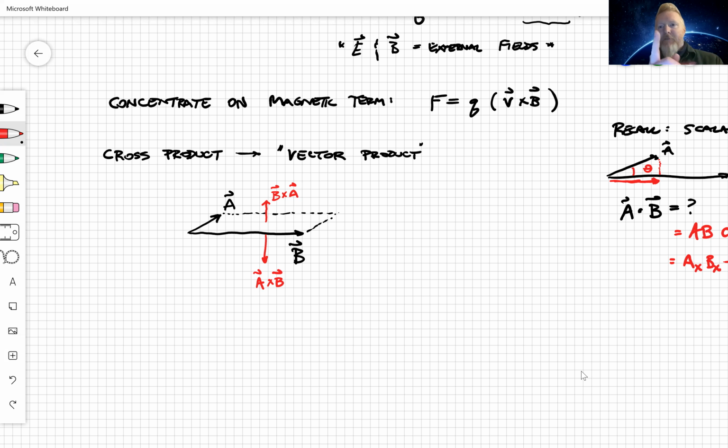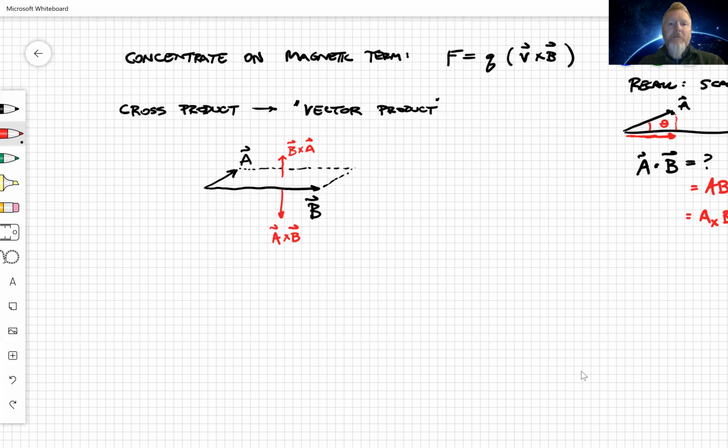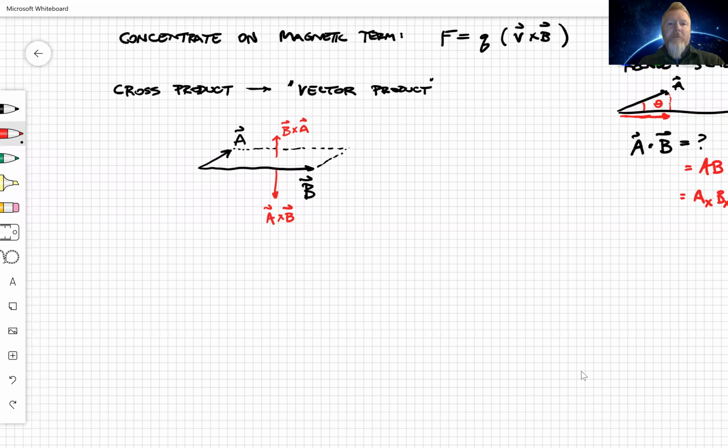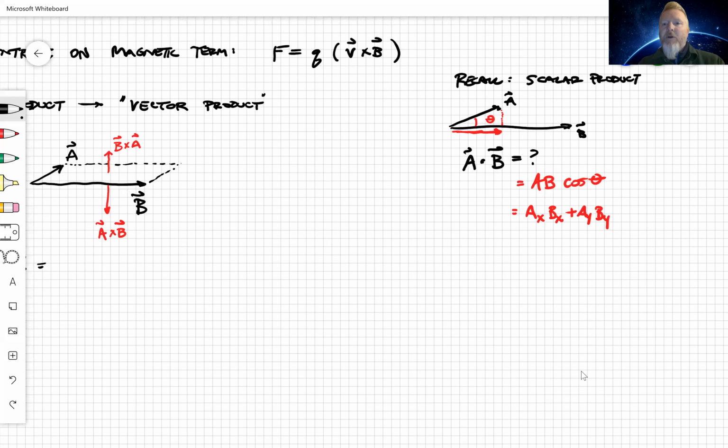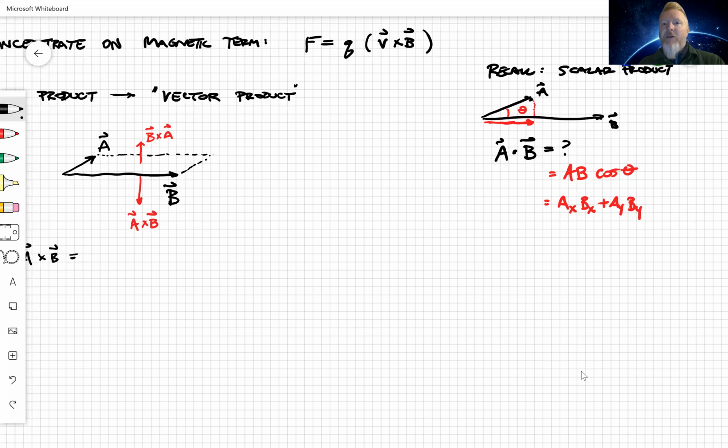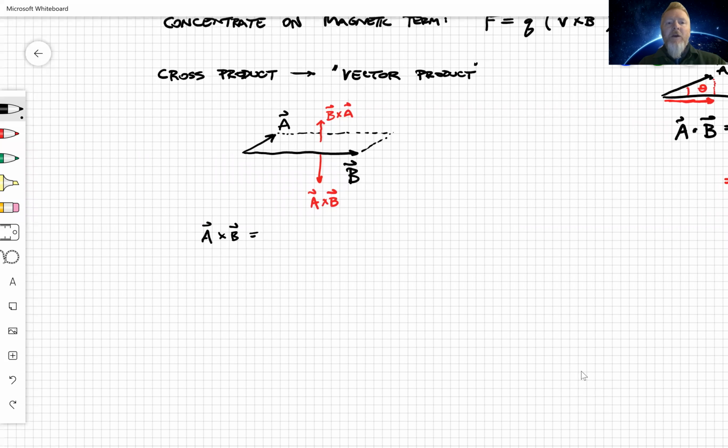Same area, just negative direction. So how do you do this? Well, essentially, if you do it geometrically, as I did over here with the dot product, A dot B, I look at the overlap and the cosine. Here, what it is essentially is the magnitudes of each vector times the sine of the angle between them.